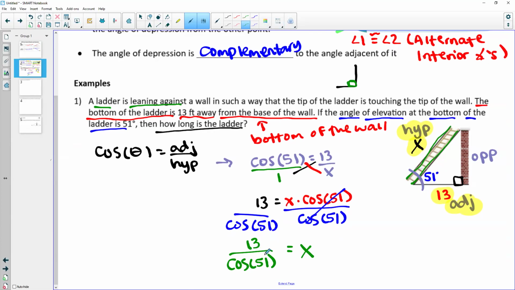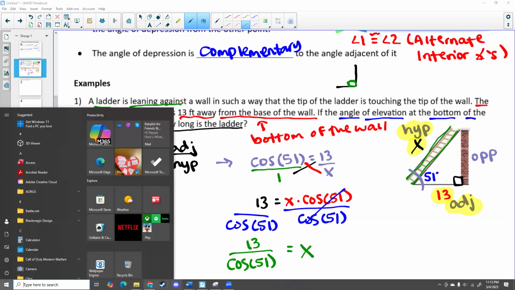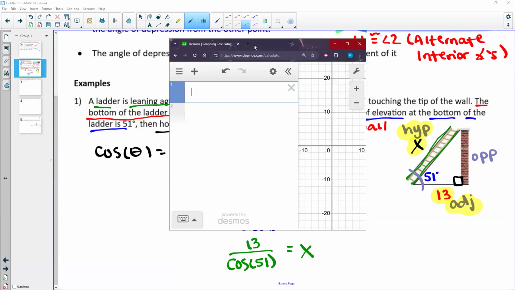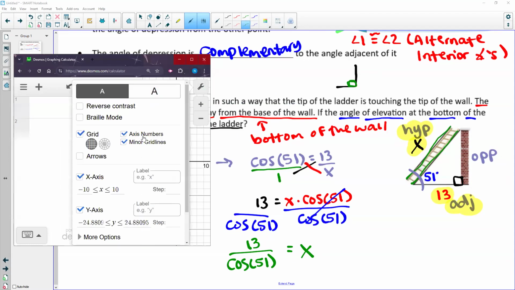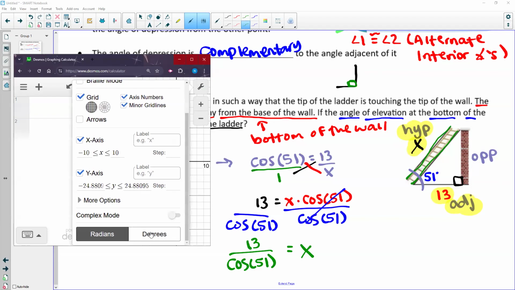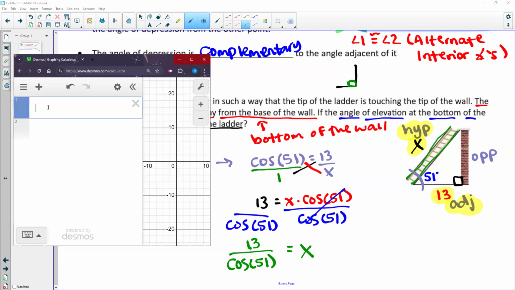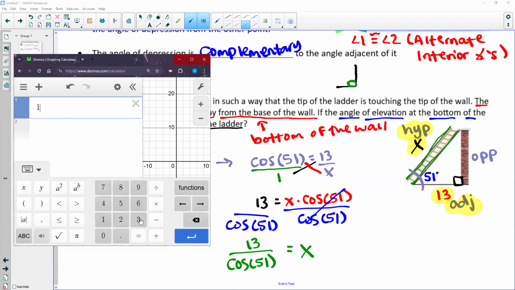So I'm going to pull up our calculator here. We have Desmos as our calculator. Make sure that when you're doing trig that you're in the correct mode. The mode that we need to be in is degree mode. So I'm going to go to our settings here. I'm going to scroll down to the bottom and make sure that we are in degree mode. And now I'm going to go ahead and type in what we have. 13 divided by cosine of 51.